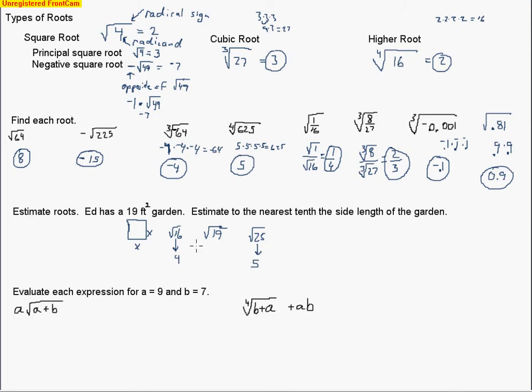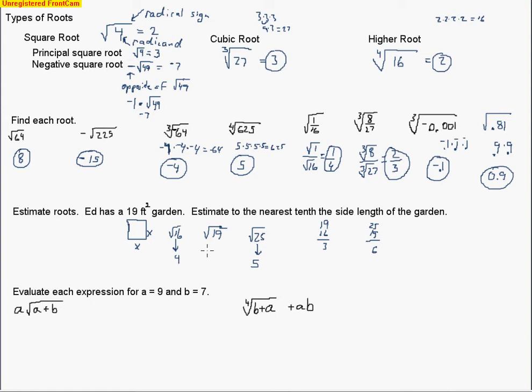Because it's not necessarily going to be 4.5, but it could be closer to one than the other. And so what you do to find out which one it's closer to is subtract the radicands. So 19 minus 16 makes only 3, where if I take away 19 from 25, I end up with 6. So it's definitely closer to the 4.